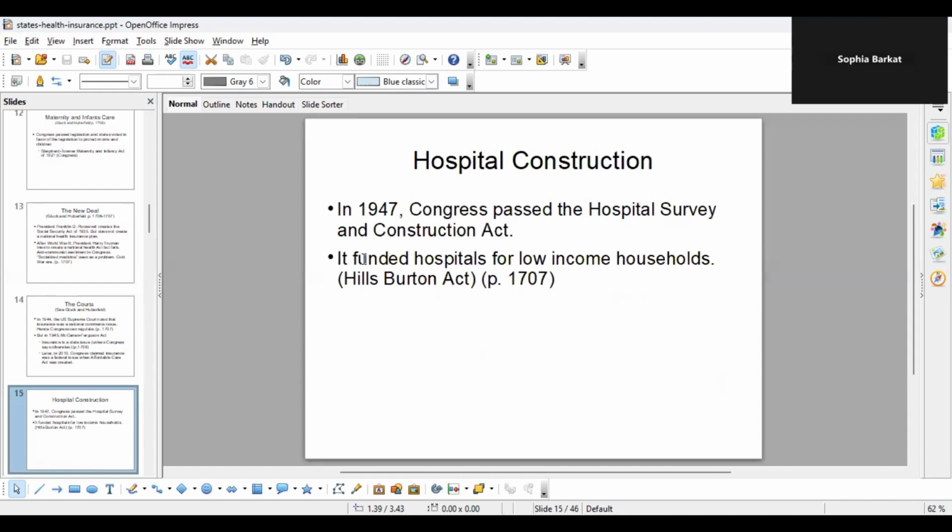Hospital construction. So in 1947, Congress passed the Hospital Survey and Construction Act. 1947 is right after the war. You have an influx of soldiers coming back home, many are injured. We have the Veterans Administration, but at the same time, there's a general consensus that you need to have hospitals for low-income households, right? So Congress passes this act and is able to fund hospitals.